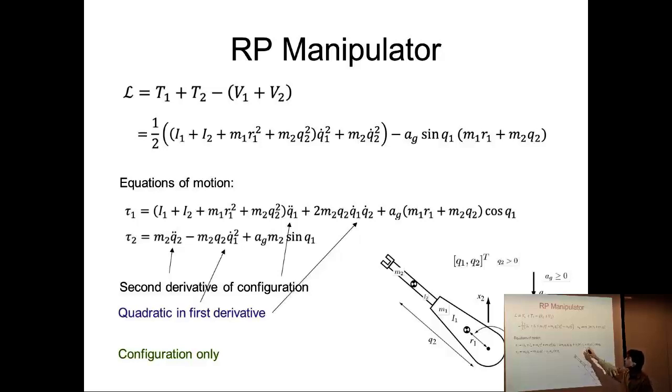Now, when you look at these two coupled second-order differential equations, it's worth noting that we have some terms that are the second derivative of the configuration. We have some terms that are the first derivative of the configuration. In this case, it's quadratic. And then we have some other terms that are just configuration only.